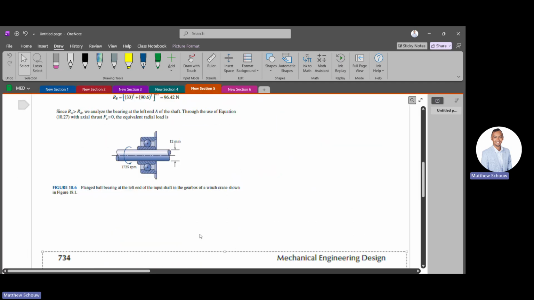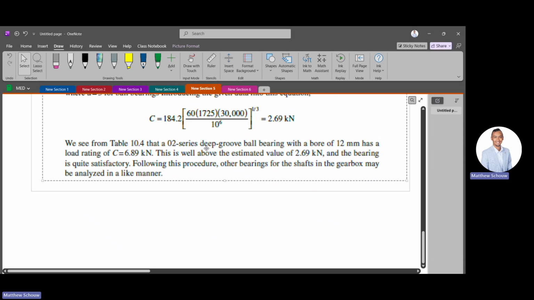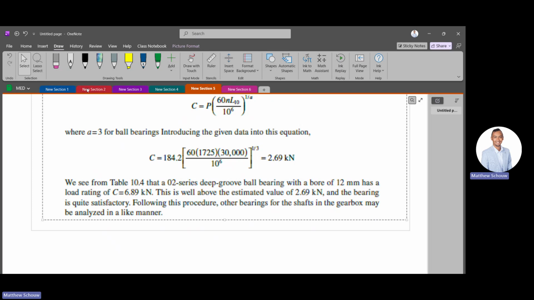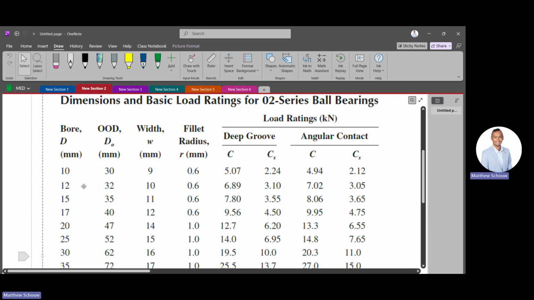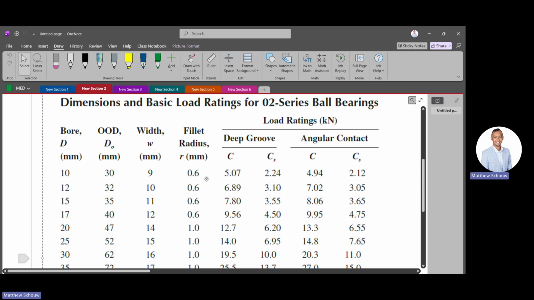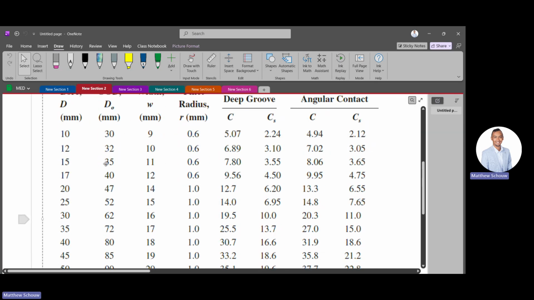If I look at that question, did they select the same? Yeah, 02 with a bore of 12 has a load rating of 3.189. That's well above the estimated 2.69 we've gotten, and the bearing is quite satisfactory. What's key is that we're choosing a load greater than that. If I revert back, you'll notice bore 12, choose on the dynamic value, and we're more than sorted. What we could have done is look at our angular contact as well, and that's also sufficient. You could also choose that bearing.